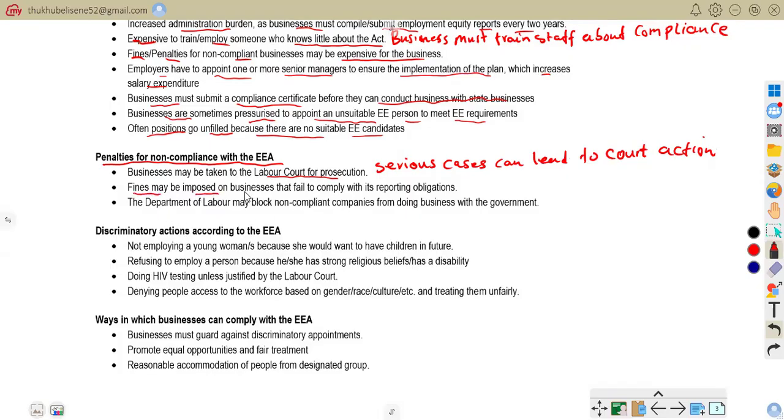Fines may be imposed on business that fail to comply with its reporting obligations. So no reporting leads to monetary penalties.